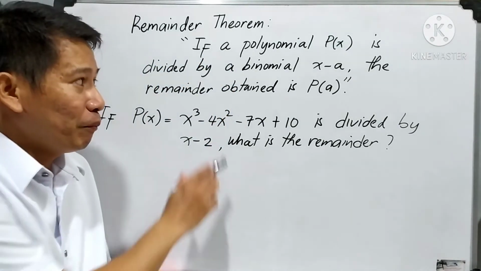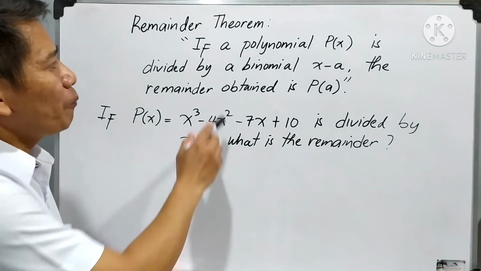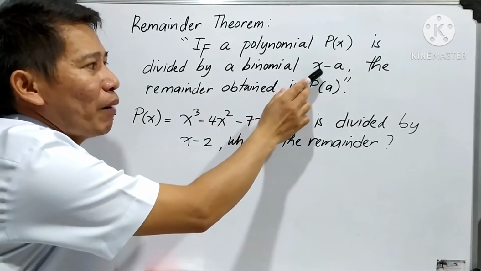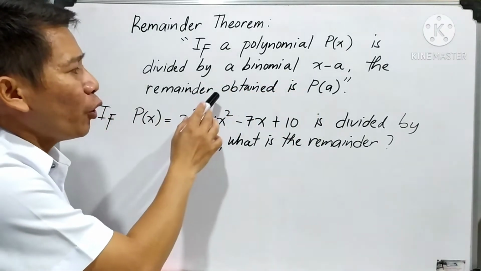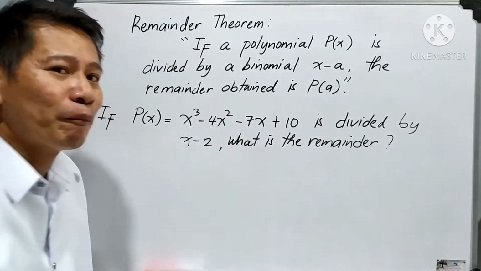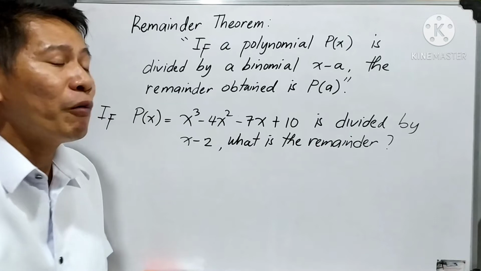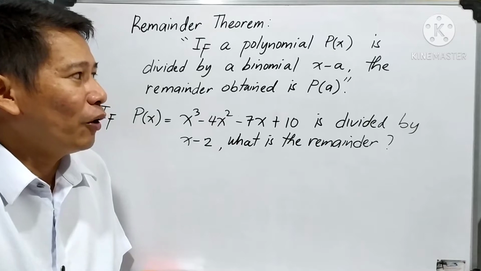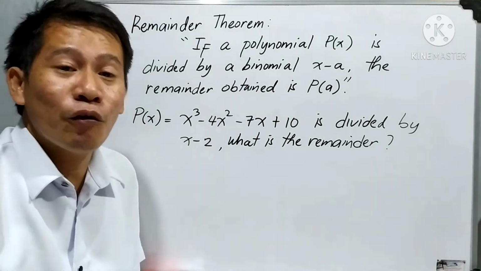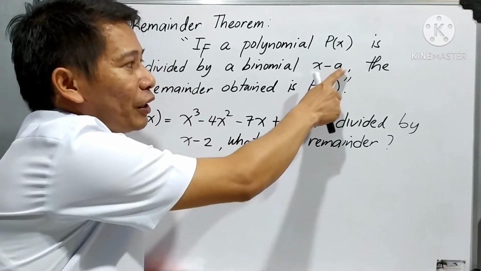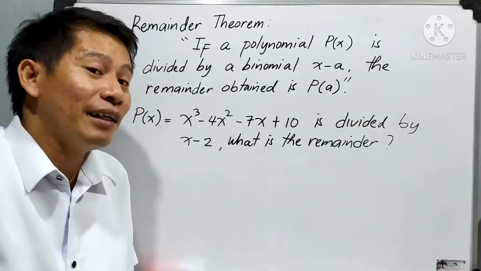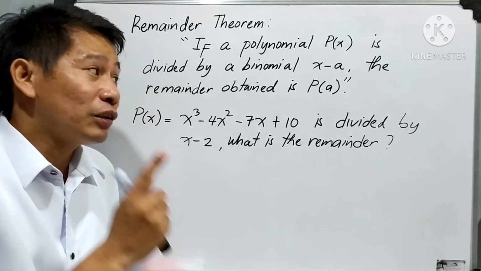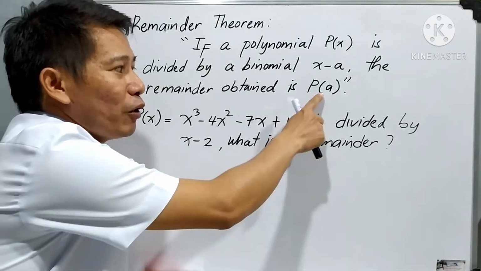Let us consider this statement. If a polynomial p of x is divided by a binomial x minus a, the remainder obtained is p of a. This p of x is our given polynomial in the variable x. Observe that our binomial is in the form of x minus a, where a is a constant or any number. As you will observe in the statement, the remainder obtained is p of a.